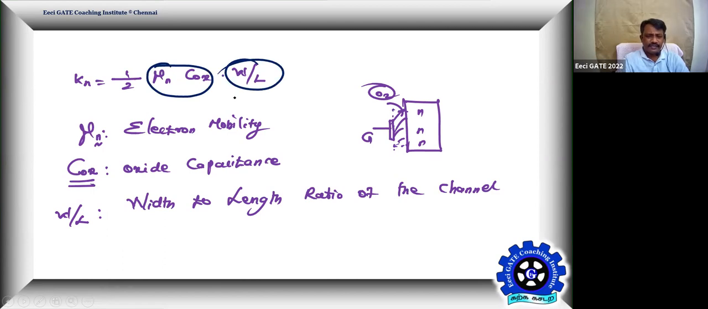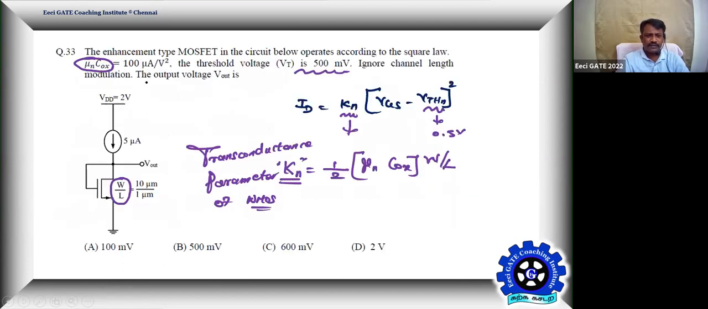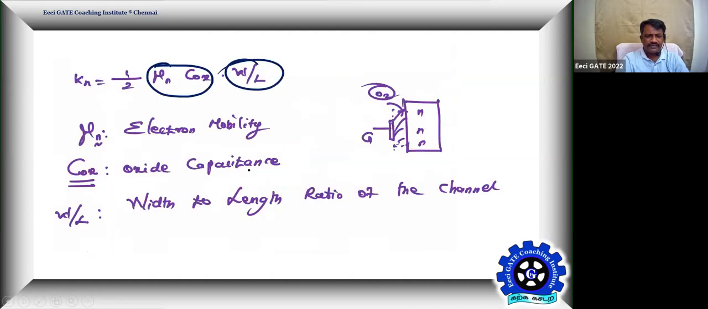Remember, it's an analytical paper. Mu and Cox were usually never given till GATE 2019. Straight away they used to give Kn only. But surprisingly, they have given this data for the electrical students in 2019. So mu and Cox is given as 100 microamps per volt square.